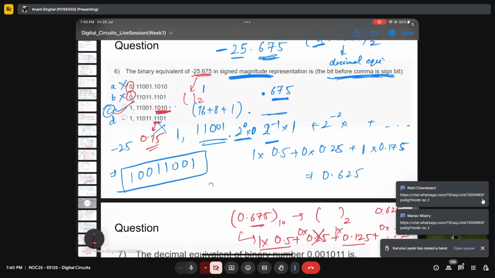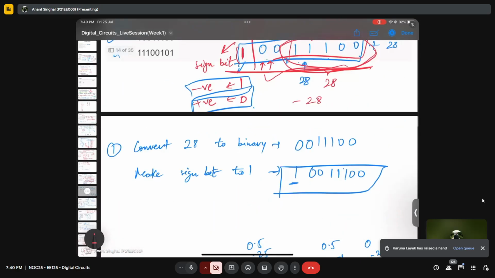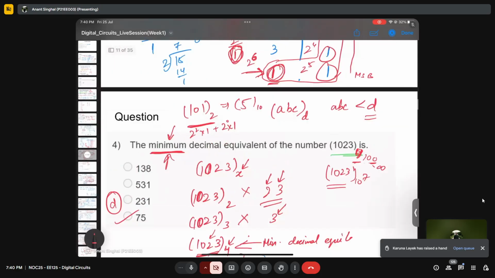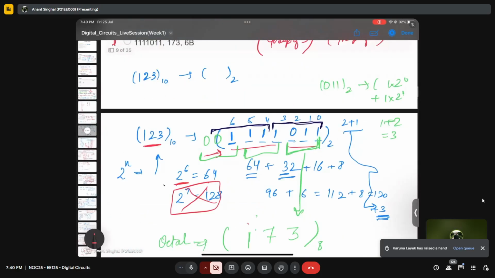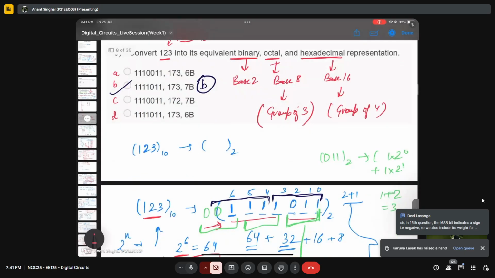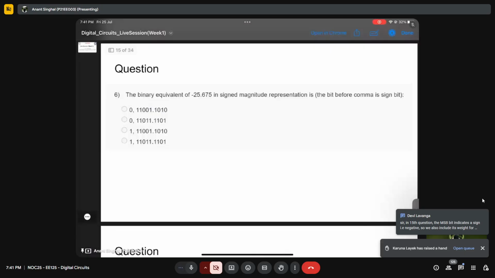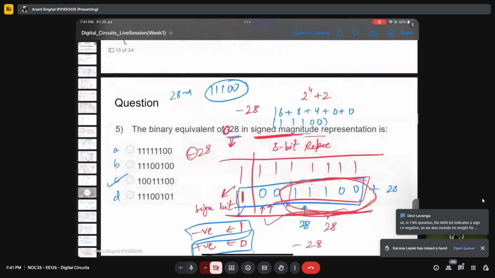Excuse me, sir. Yes. Can you explain the third question, sir? Conversion to octal. I am getting the wrong answer. Okay, the third question is this. Octal, you are saying it's wrong. Okay, let me do that. Where is question 3?